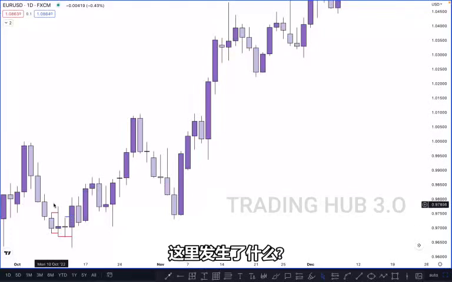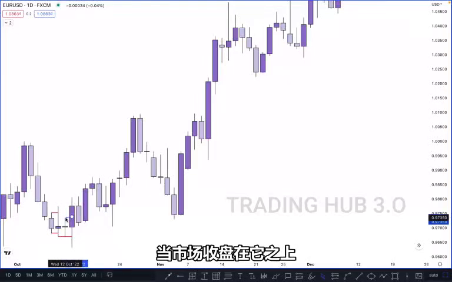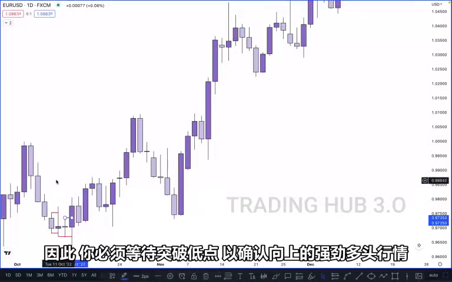Okay, so what happened here, now you can see market momentum was completely bearish, and now the market has shifted to bullish again when it closed above it. So you have to wait for it to take out the low to confirm a strong buy side to the upside.